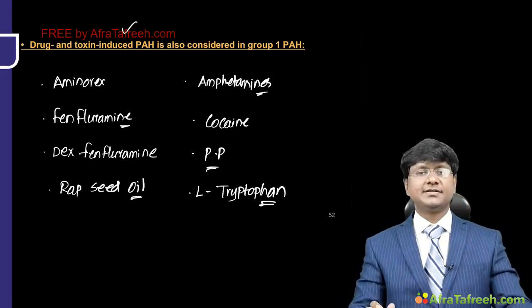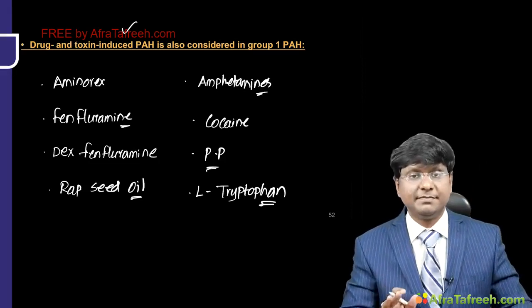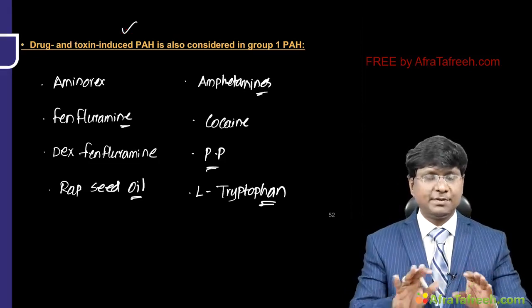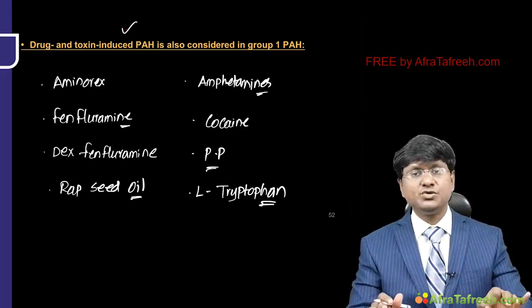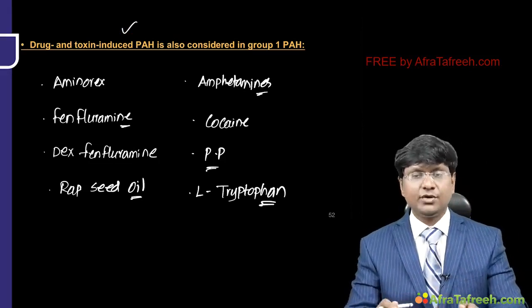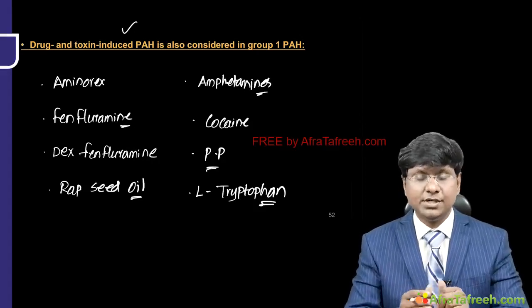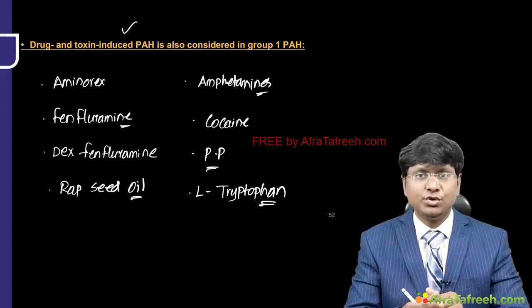Okay, so these are the drugs and toxins which are responsible for the development of pulmonary arterial hypertension. So this is how we need to diagnose the pulmonary hypertension. Now, once the vasoreactivity testing is negative, we cannot give calcium channel blockers. Then you need to give PH lowering drugs. Now, let me discuss what are those PH lowering drugs.